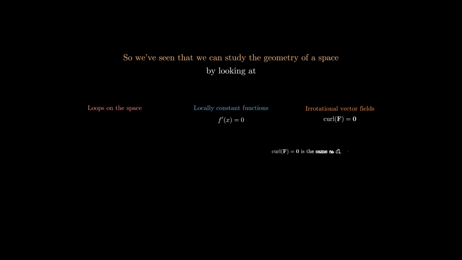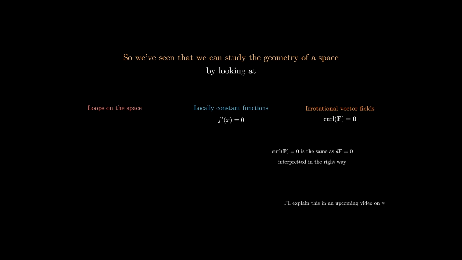So we've seen that we can study the geometry of a space by looking at loops on the space, locally constant functions, so those functions for which the derivative is equal to 0 everywhere, and irrotational vector fields. These locally constant functions and irrotational vector fields are really the same because curl being 0 is the same as the derivative of the vector field being 0 if you interpret this in the right way.